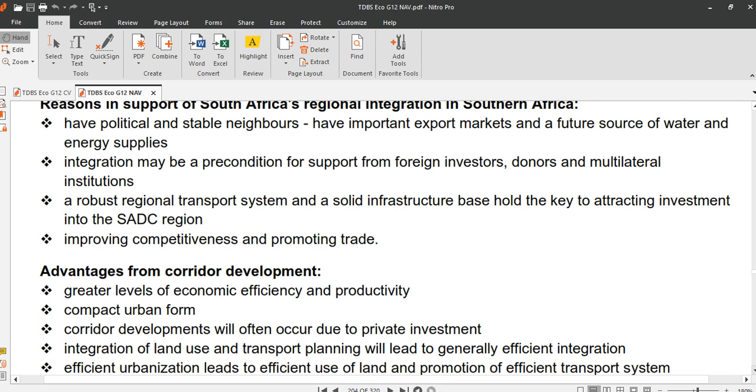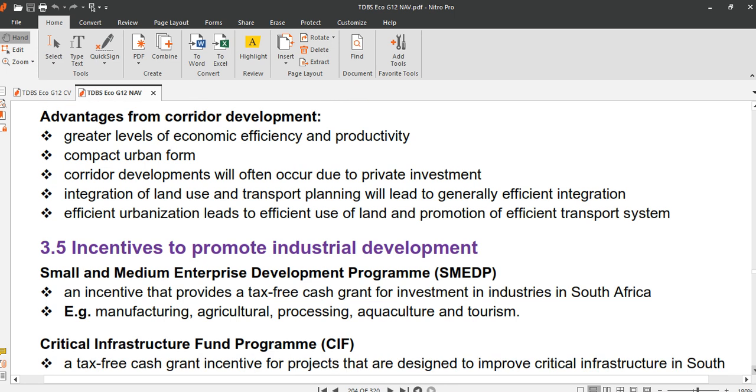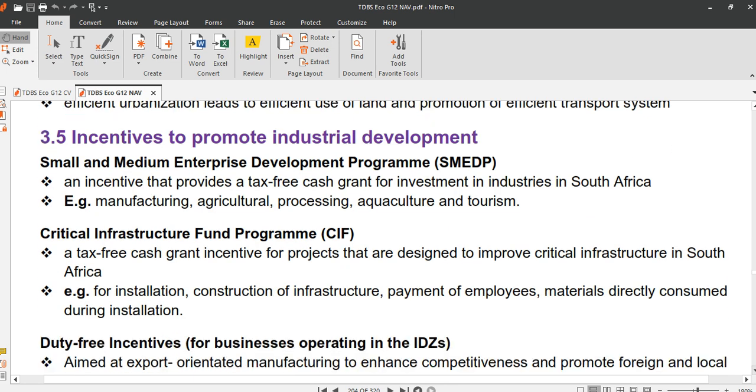Advantages from corridor development are as follows. Greater levels of economic efficiency and productivity. Corridor developments will often occur due to private investment. Integration of land use and transport planning will lead to generally efficient integration. Efficient urbanization leads to efficient use of land and promotion of an efficient transport system. Lastly, in this lesson, we will look at incentives to promote industrial development.